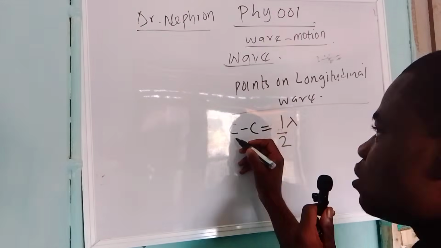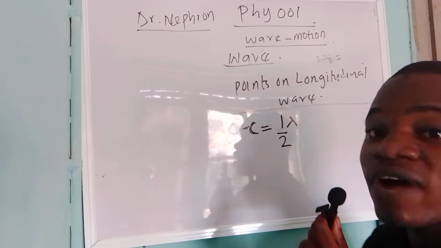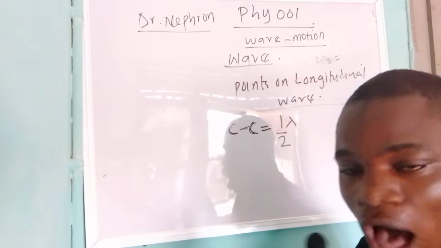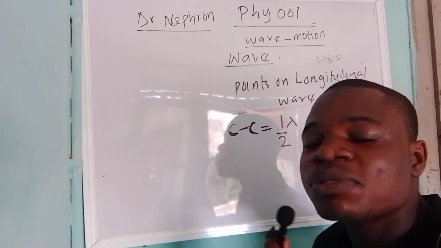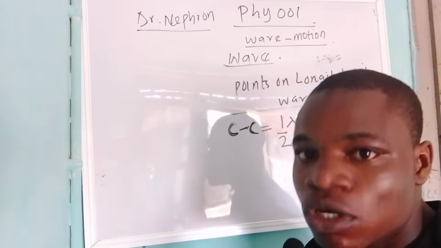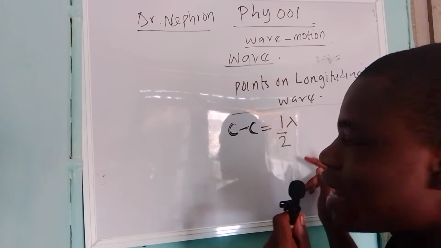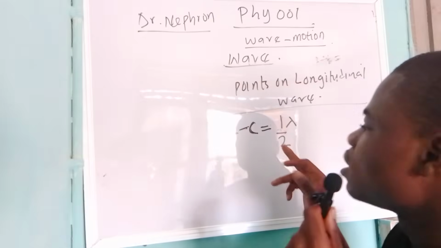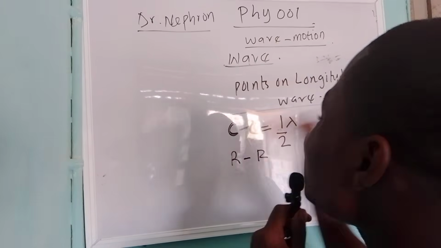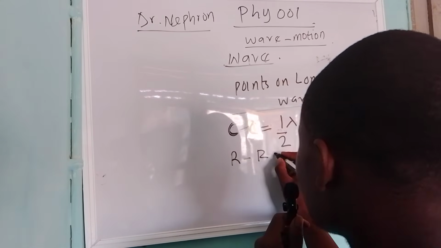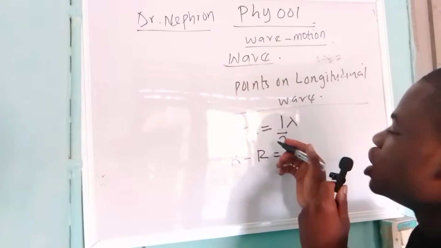Now, this C represents compression. Compression to compression is 1/2 lambda. And lambda is our wavelength. I will explain it under the term wave. Anytime you hear compression to compression, it is equal to 1/2 lambda. Also, rarefaction to rarefaction, two adjacent rarefactions, is also equal to 1/2 lambda.